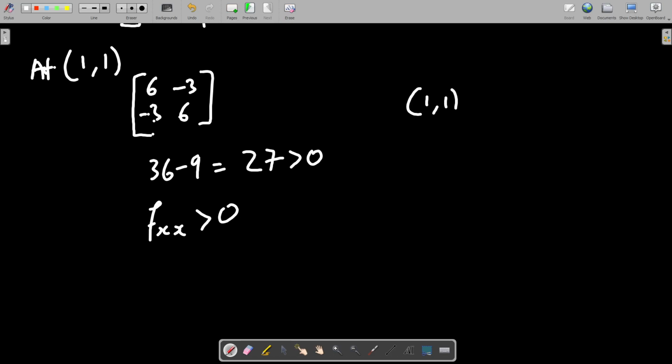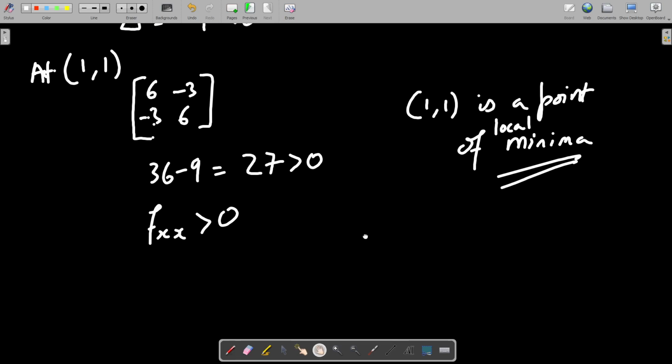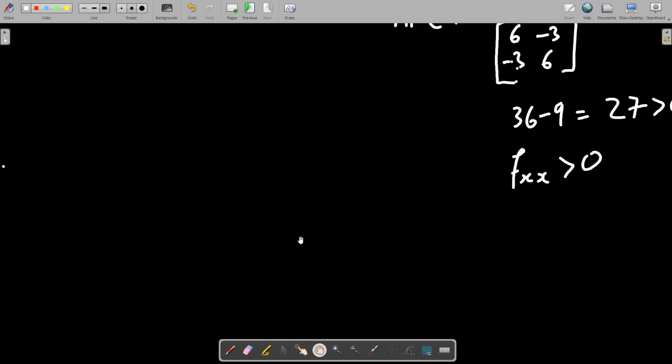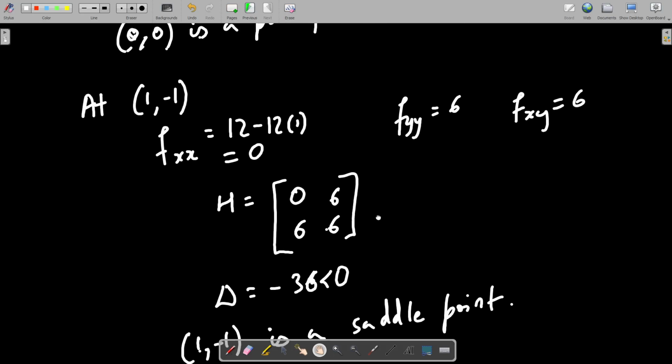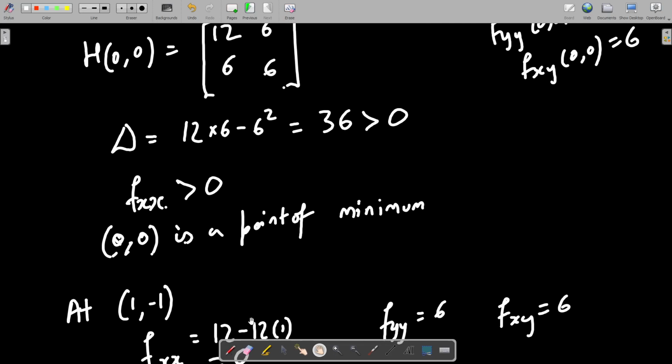So (1, 1) is a point of minima. Okay, sorry, you should be specific. Local minima. Okay, same for the previous one, also write that down. Saddle is saddle anyways. There is nothing called a local saddle. Where is this previous one? This is also minima. Okay, we have dealt with only minima so far. I thought this was maxima. Okay, so this is also local minima.